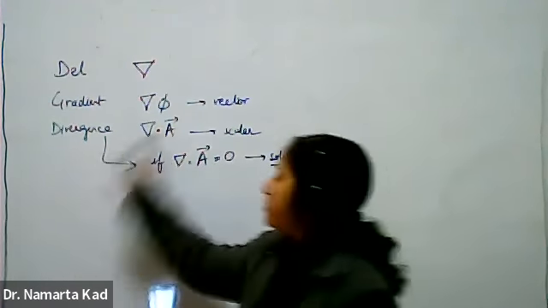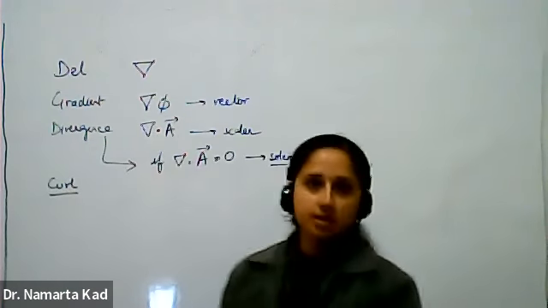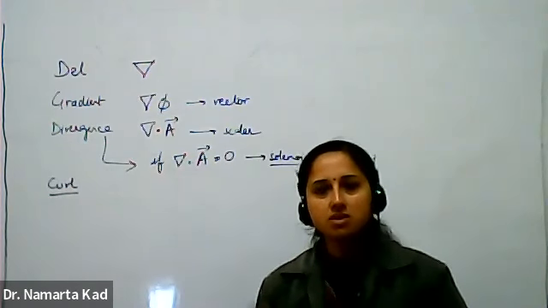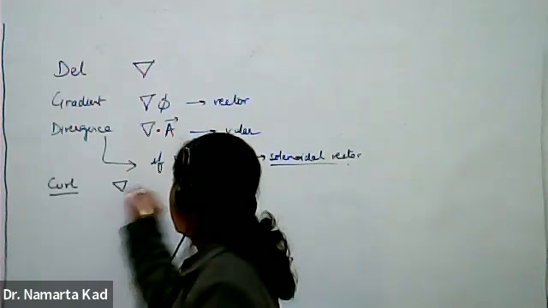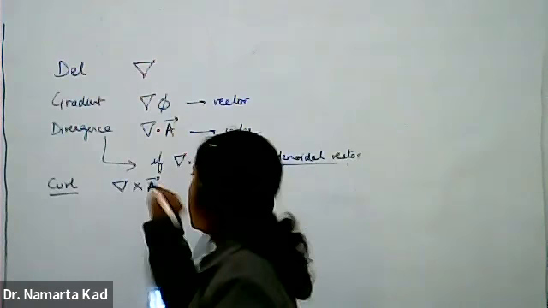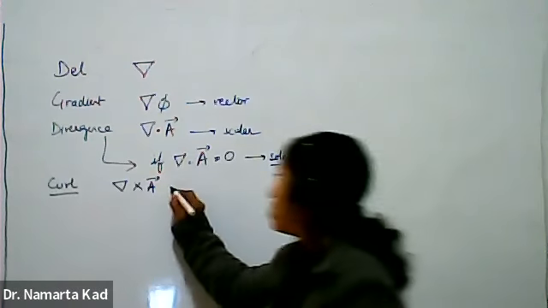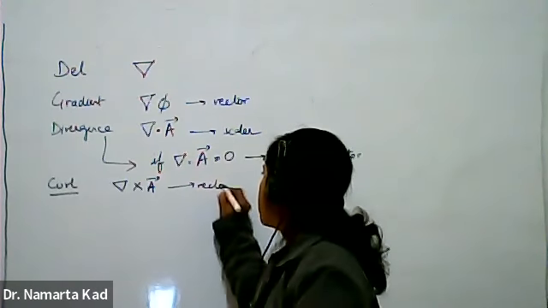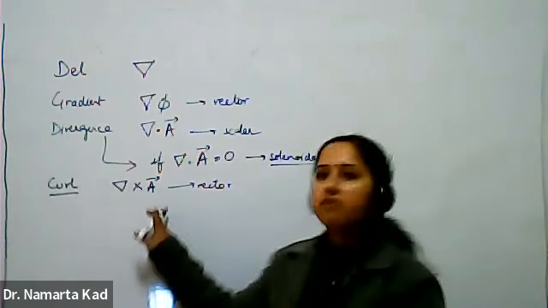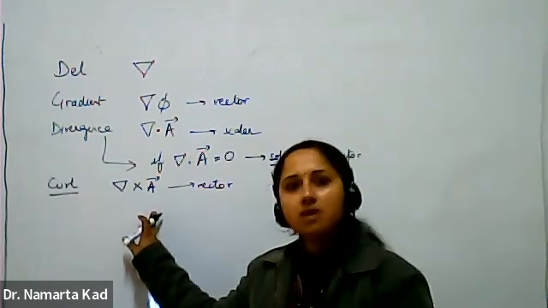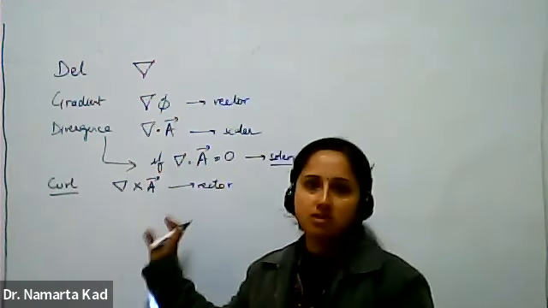After divergence, we covered in the last lecture the curl. So what is the curl? Curl means the simple rotation of the vector, and its formula is del cross a. The result for the curl of any vector is also a vector. And how to solve this curl? By taking the determinant of del and the vector. Then you get the answer for the curl.